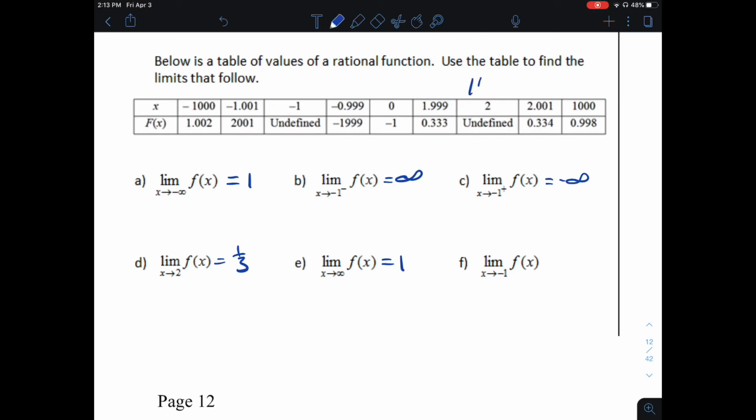Since this is undefined, that must mean that there's a hole in the graph here. We've already determined this is a vertical asymptote.